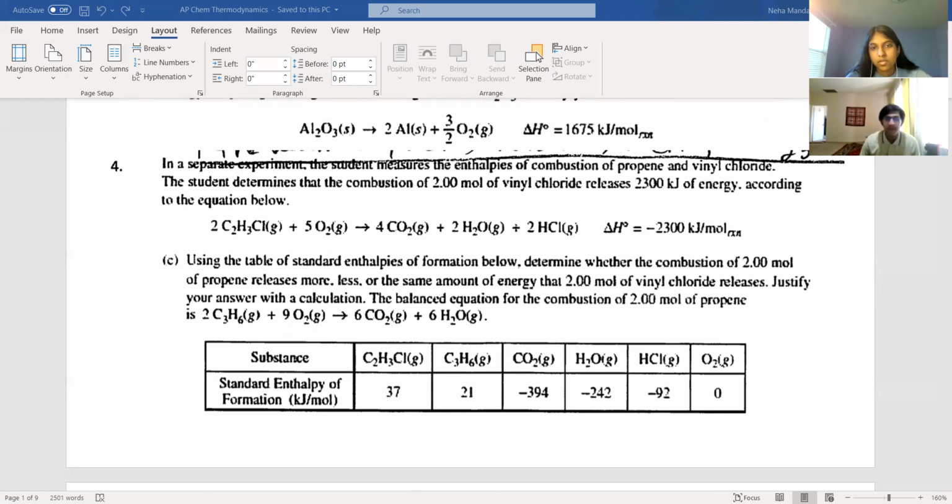Propene is C3H6 because it's meth, eth, pro, but. So pro would be C3. Yeah.